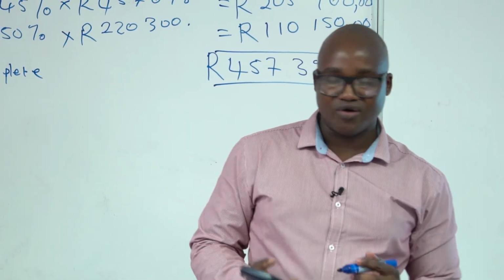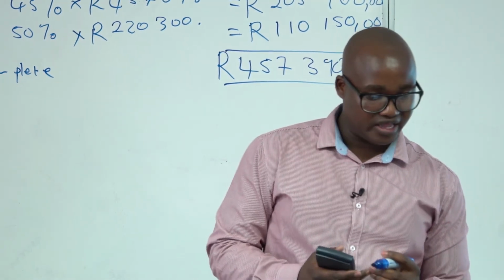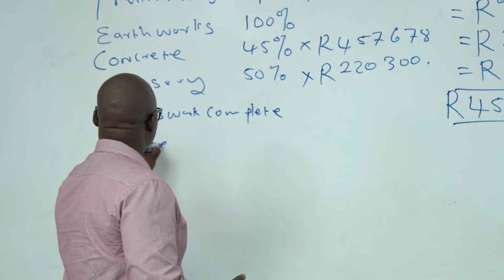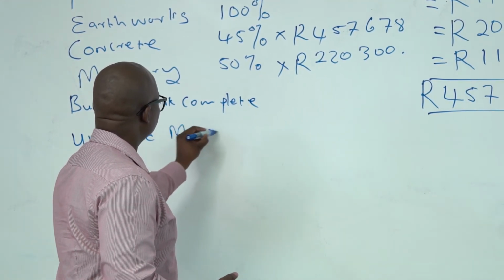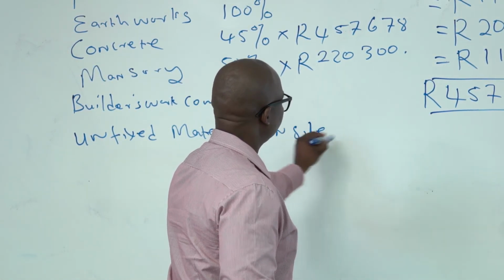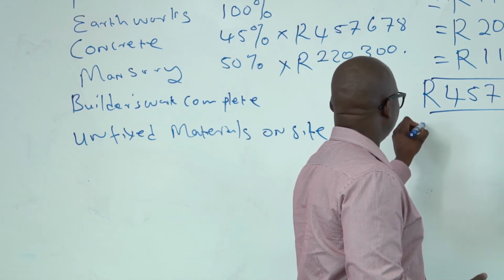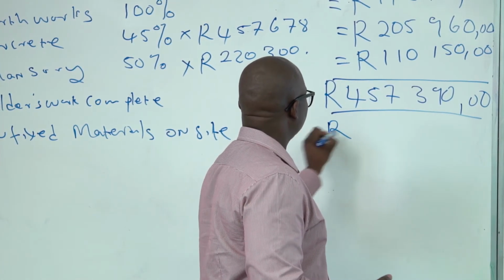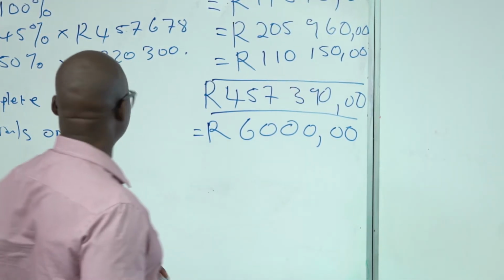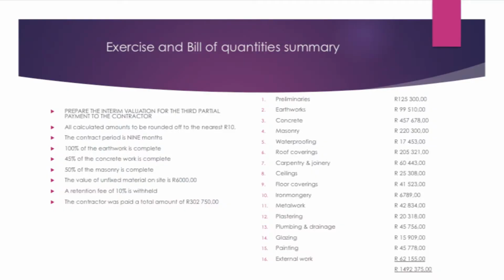Now, after you have added the builder's work completed, it's where you have to add the value of the unfixed material on site, which is allocated 6,000 rand. So you will indicate that unfixed materials on site is equal to 6,000 rand.